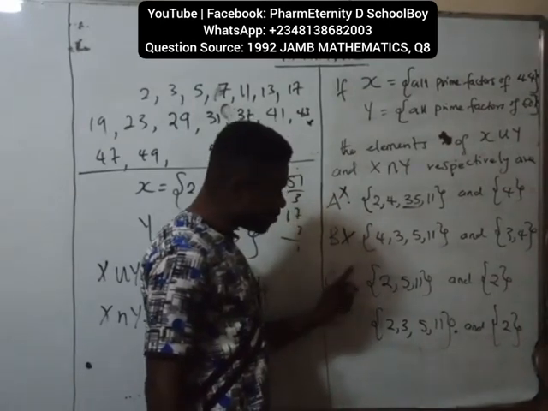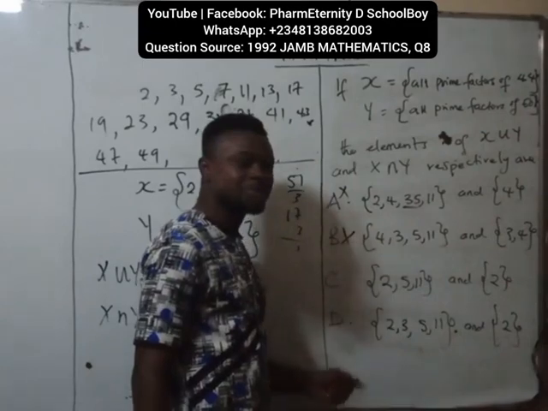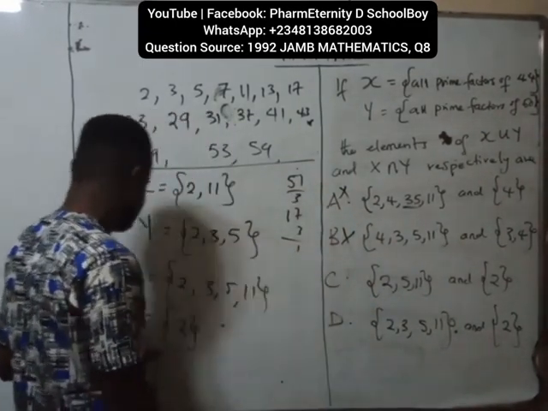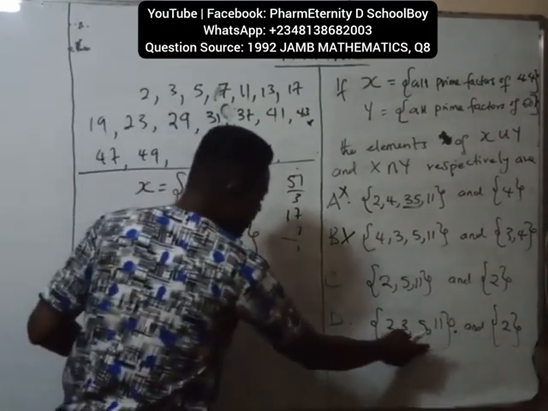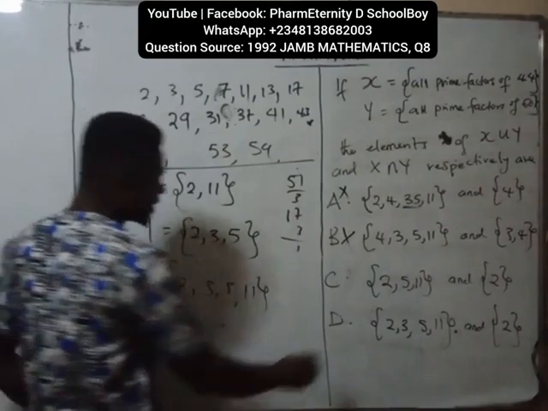Then the option with 5. This is where a bit of confusion may come in. This and this, because all numbers here are prime numbers. But the one that satisfies our answer is this and this. So the answer is what? D.